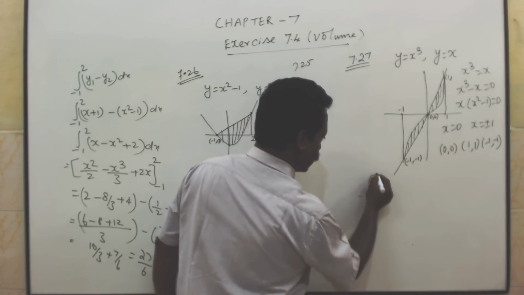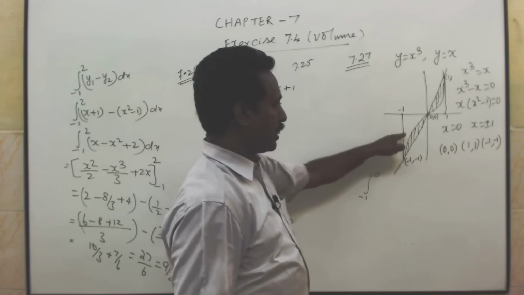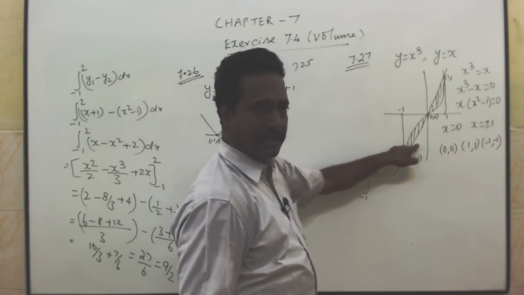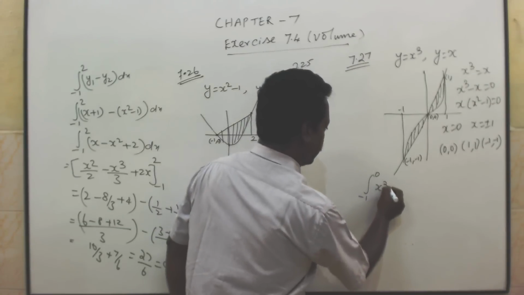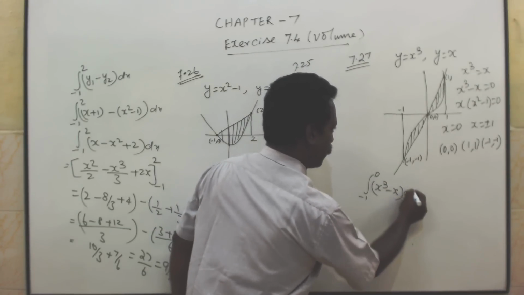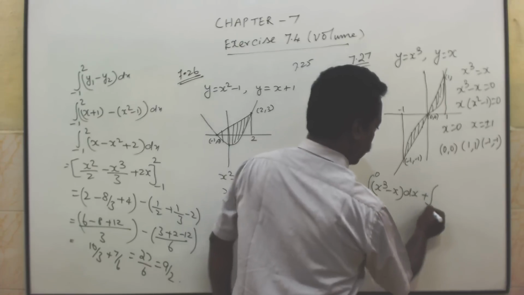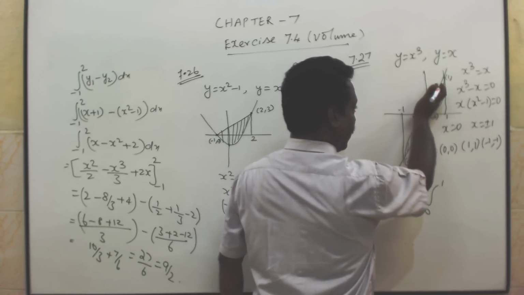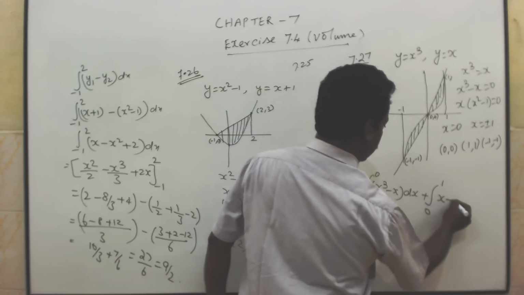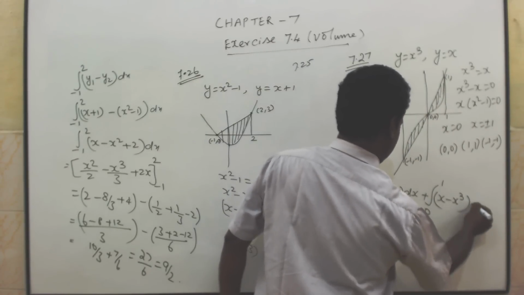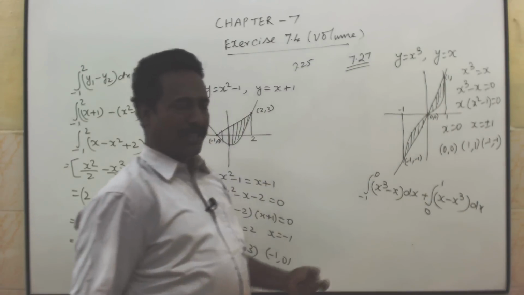When we consider minus 1 to 0, above is the curve x cube, below is the line x, that's why x cube minus x. Plus 0 to 1, above is the line, below is the curve, therefore x minus x cube dx. So after that you know how to integrate.